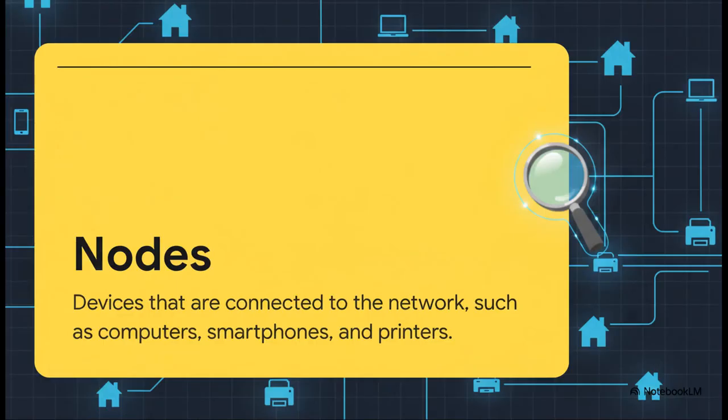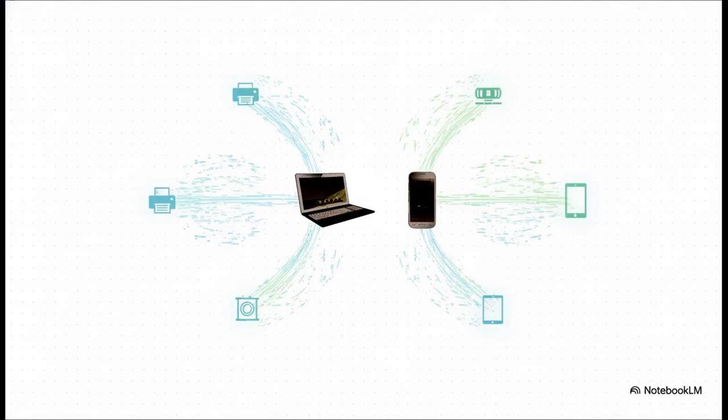First up, we've got nodes. Let's think of a network like a digital neighborhood, right? The nodes are all the houses, or maybe the people living in those houses. They're just the individual devices that are connected to the network. And here's the cool part. You are literally surrounded by nodes right this second. Your computer, that's a node. Your smartphone? Yep, that's a node too. The printer in the office, that smart speaker in your kitchen, all of them are nodes, actively participating in a network.